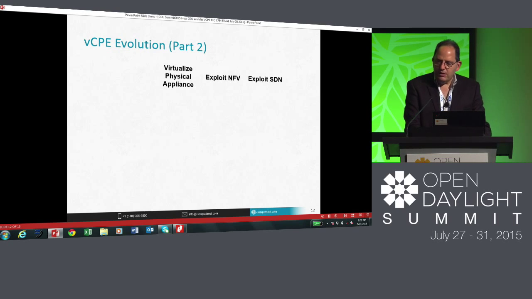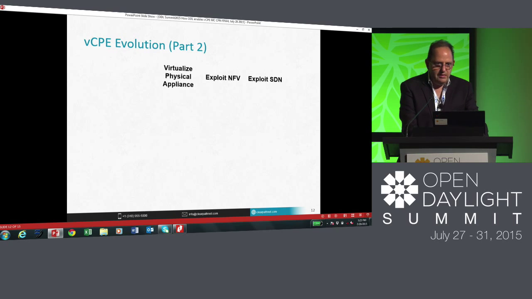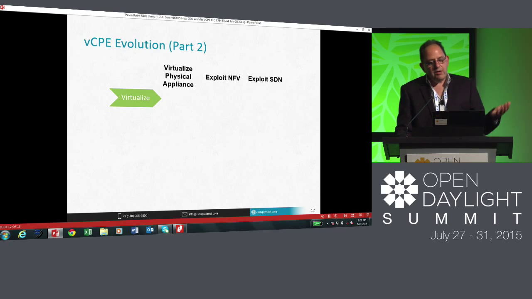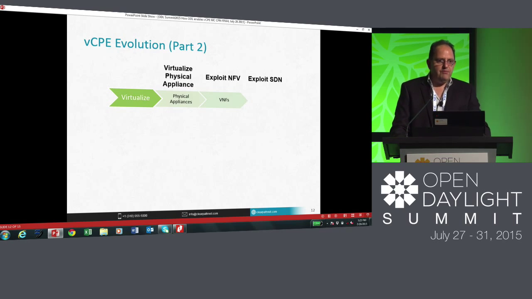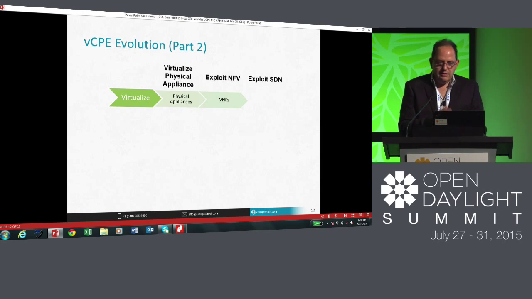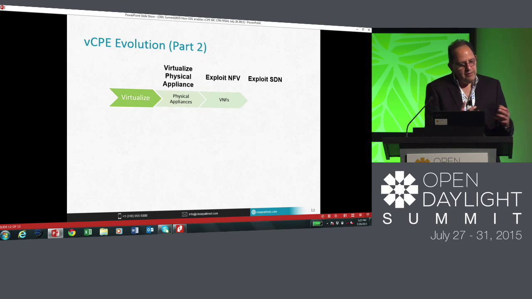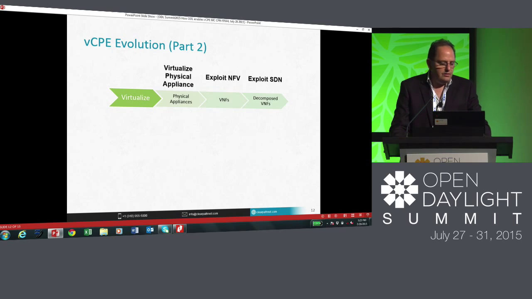So I want to go into a little more detail of some of the individual aspects of virtualized CPE and how it's evolving. First, what are we virtualizing in these different phases? Well, in the first phase, we were virtualizing the physical appliances. I mean, it's pretty obvious. In the second phase, we're virtualizing virtualized network functions. So we're simply taking the appliance, decomposing it into some level of virtualized network functions that have some reasonable boundary and reasonable value that they're able to offer, and then developing those.